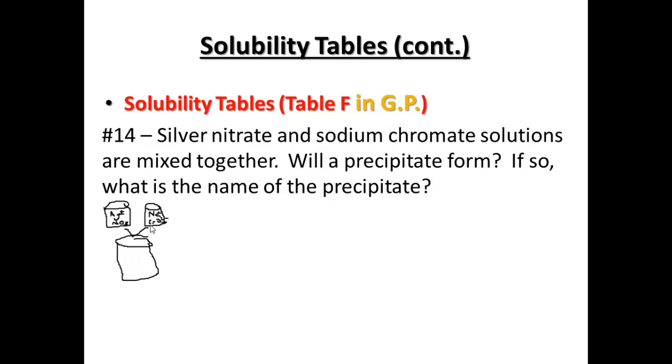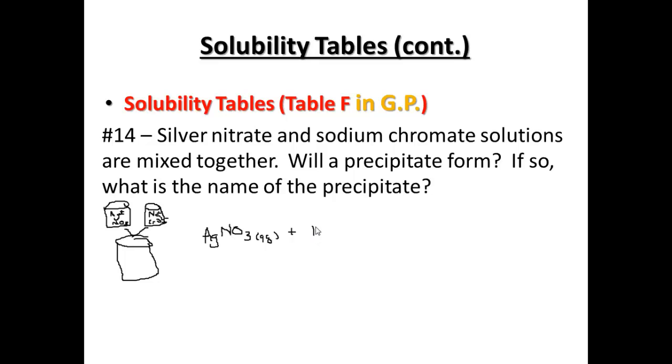So now, what's going to happen when these two substances are in the same solution? Will precipitate form? So we have silver nitrate. Silver has a +1 charge, and nitrate has a -1 charge, so they're going to be in a 1-to-1 ratio. Silver nitrate. And remember, this is soluble, so it's going to be aqueous.